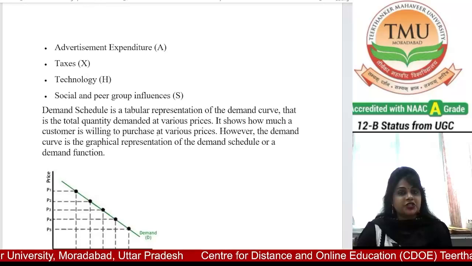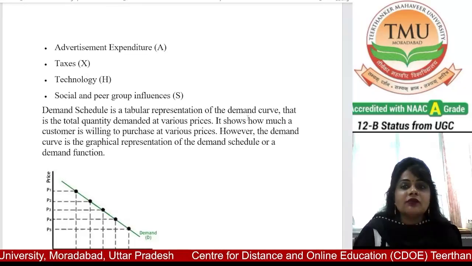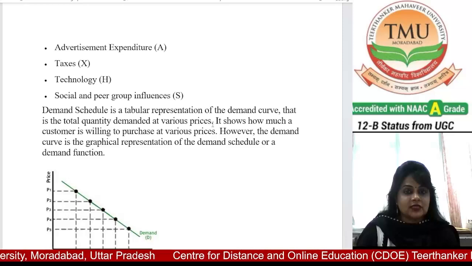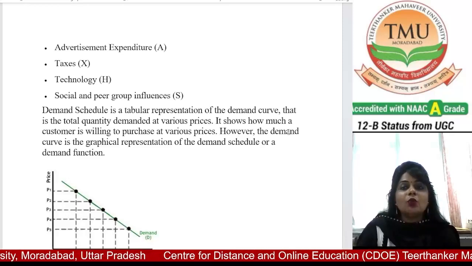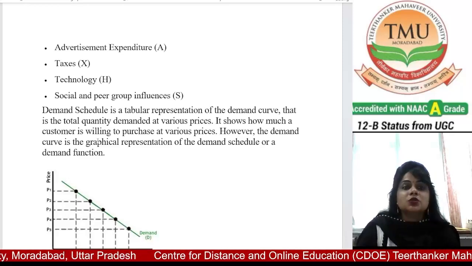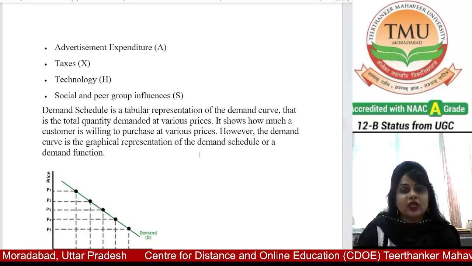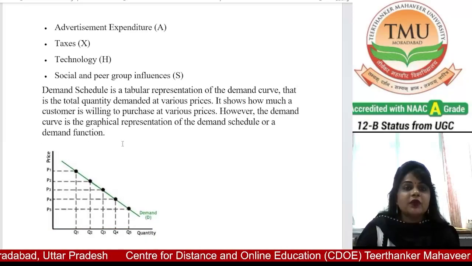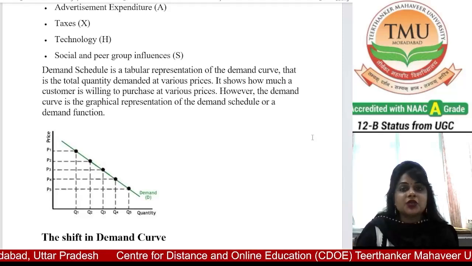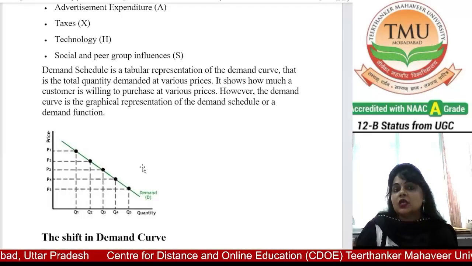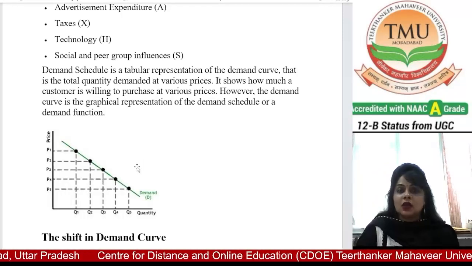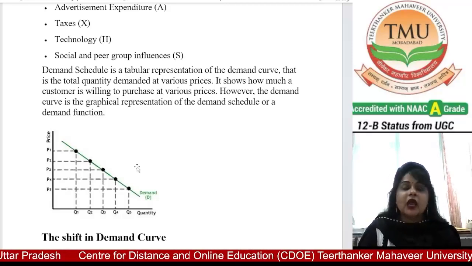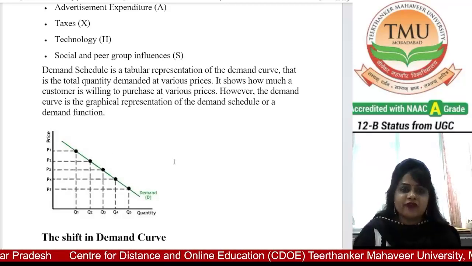Demand schedule is a tabular representation of the demand curve, that is, the total quantity demanded at various prices. It shows how much a customer is willing to purchase at various prices. However, the demand curve is the graphical representation of the demand schedule or demand function. In the previous video, I completely explained all this, and here I have explained it briefly.